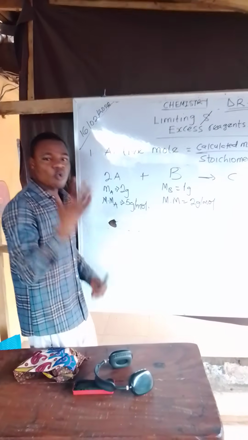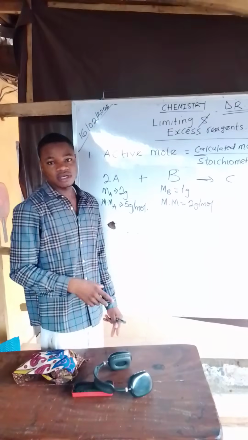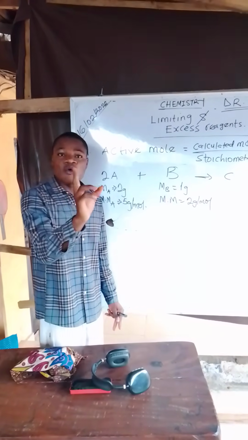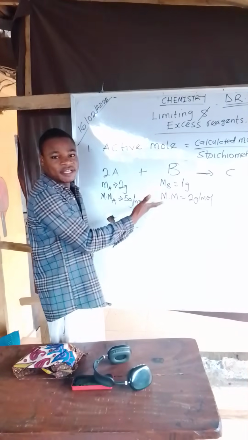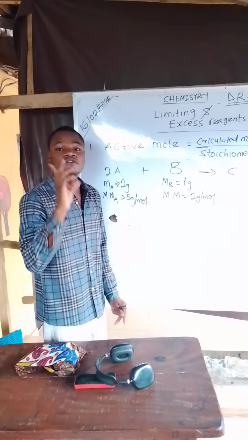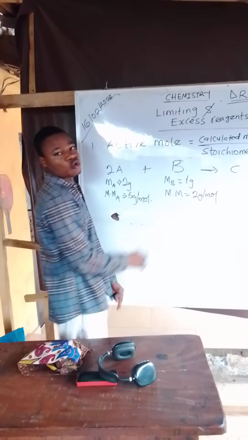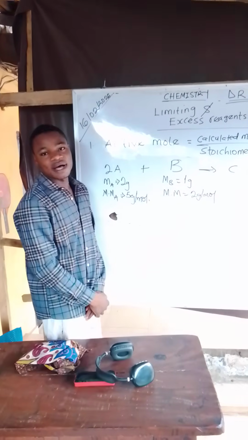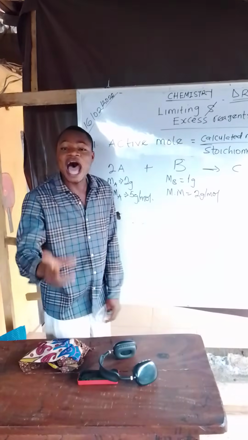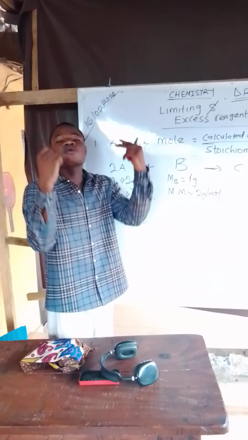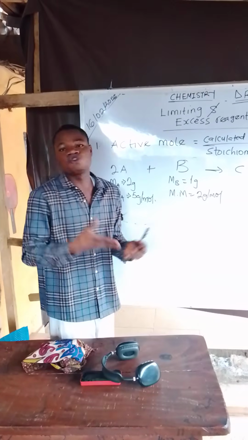Now, there are some questions where we are going to be provided with two masses for the two reactants. For example, our reactants here are A and B. So we will be given two masses, one for each of them, and they give their molar masses. If you are given a question like this, with two masses and two molar masses, what's supposed to come to your mind is to calculate the number of moles for the two of them.